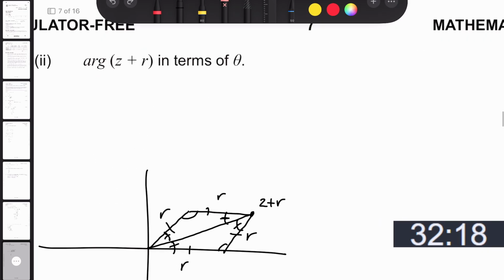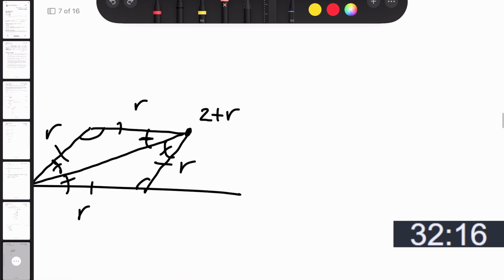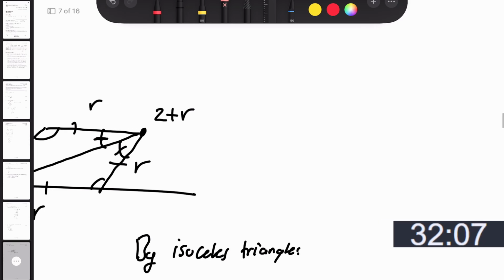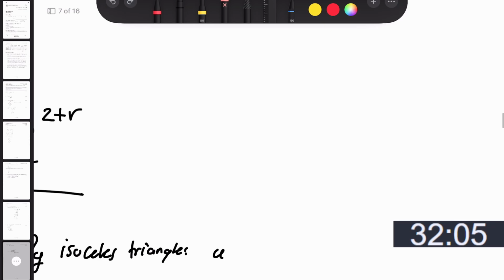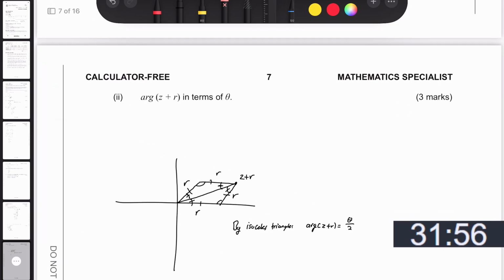So then the argument of Z plus R, by isosceles triangle, the argument of Z plus R is going to be equal to theta on 2.